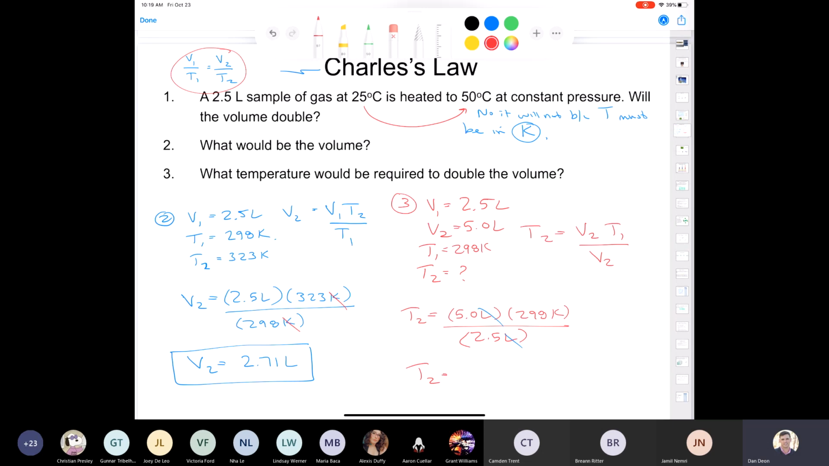And we would have to crank that up to 596 Kelvin, and that is equal to 323 degrees Celsius. So we'd have to raise the temperature by a hell of a lot in order to get the volume to double. Okay, so T2 is 596 Kelvin or 323 degrees Celsius. Give me a thumbs up if you follow me on that problem.